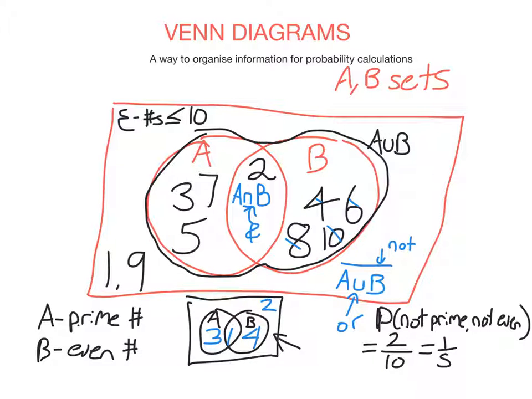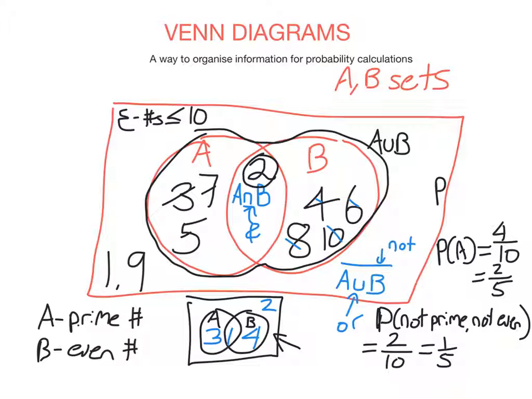So let's say I wanted to find the probability that the number I picked was prime. So the probability, that's the same as the probability that the number's in A. So it's not 3/10. Yes, there are 3 in A, but not B, but there's also this one here is also in A. So the probability I pick a prime number is 4/10 or 2/5.